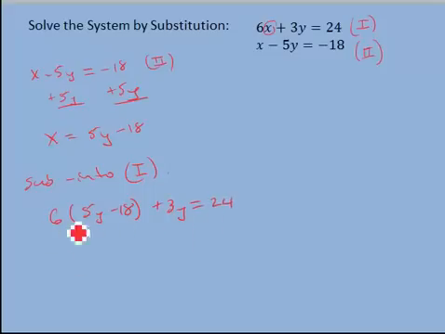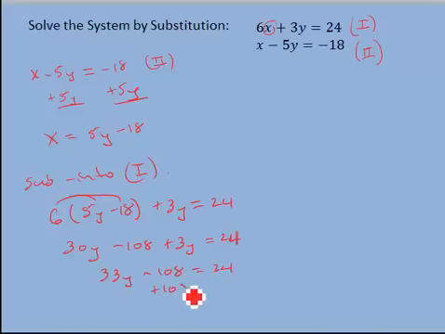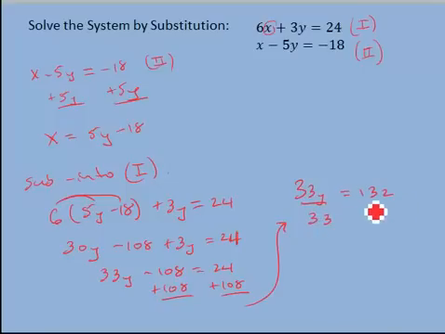Notice we only have one variable remaining. There's only y's. So we're going to distribute through. 6 times 5y gives us 30y. 6 times a negative 18 gives us minus 108. Plus 3y equals 24. 30y plus 3y gives us 33y minus 108 equals 24. And if we add 108 to both sides here, this will give us 33y is equal to 132. Solving for y, we're going to divide by 33. Divide by 33. And this gives us y equals 132 divided by 33, which is 4.